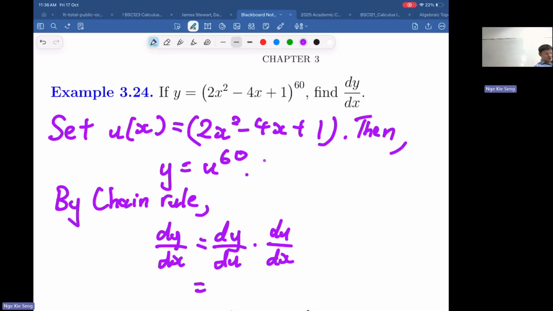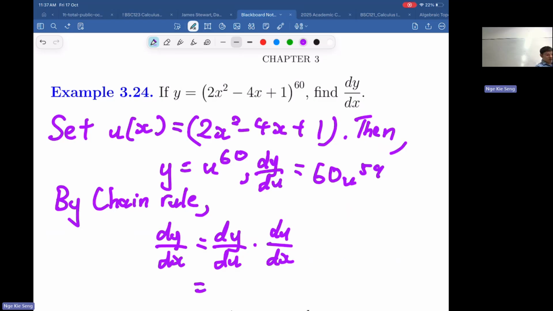First part. What do you get? dy over du. Felicia, what do you get? dy over du. Not divide, please don't say divide. dy over du, yeah, the answer. Look here, don't look down. The question is here. y equals u to the 60. Good. You can do this.